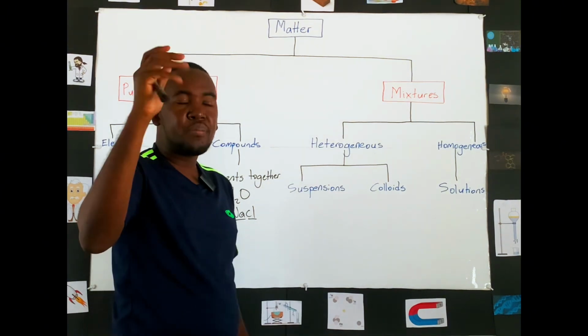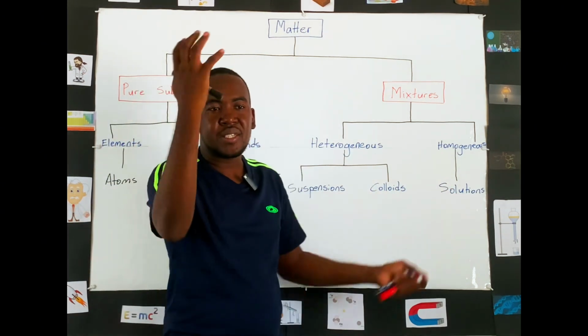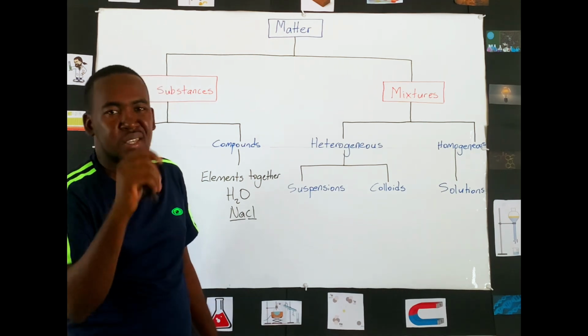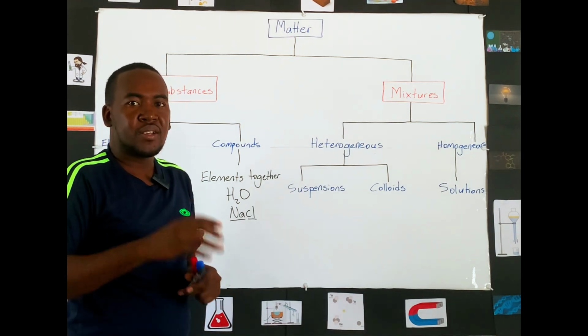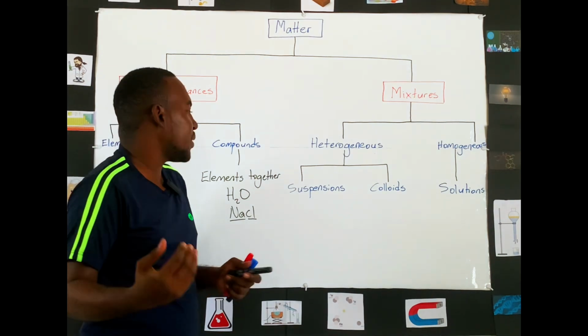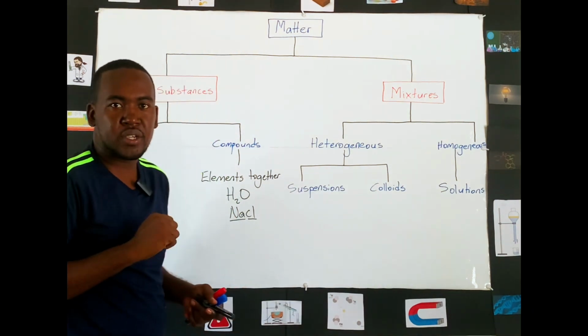So these big particles, bigger than colloids and solutions, actually settle at the bottom of your mixture. Therefore, after you mix it and put it down to settle, those big particles will fall to the bottom of your mixture so you can see them distinctively. And that's why we call them suspensions.